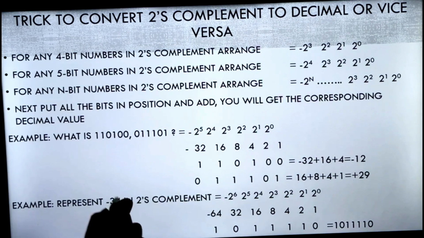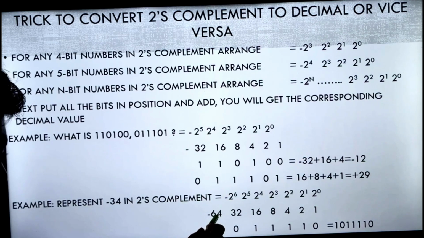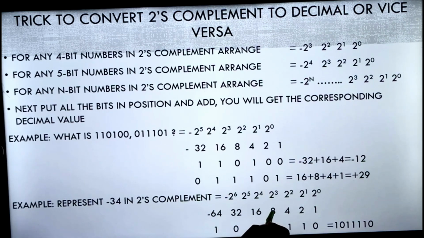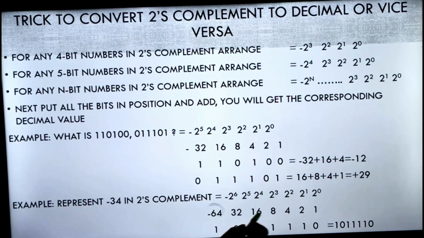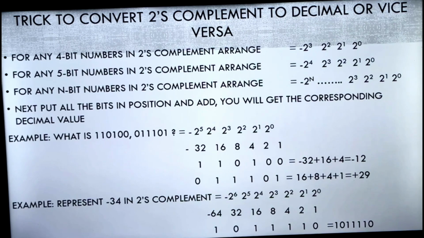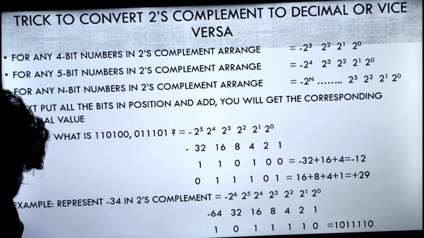So how to make minus 34? It will be minus 64 plus 16 plus 8 plus 4 plus 2, which is nothing but minus 34. So just put 1 on those places. We know minus 64 plus 16 plus 8 plus 4 plus 2 is minus 34. So put 1 only on those places and all the rest of the places will be 0. So the final result is 1 0 1 1 1 1 0. I hope that's clear for you.